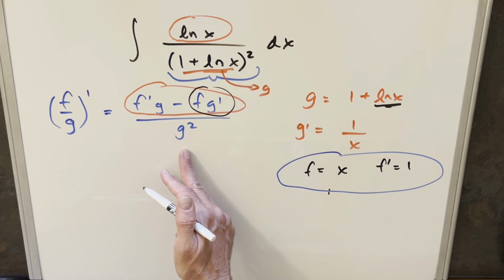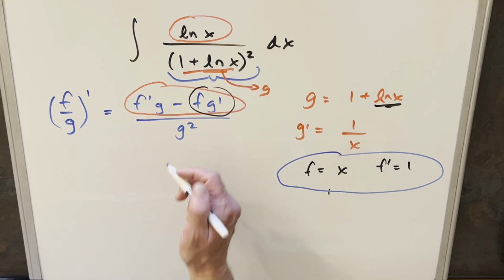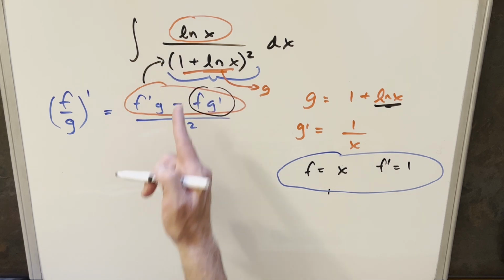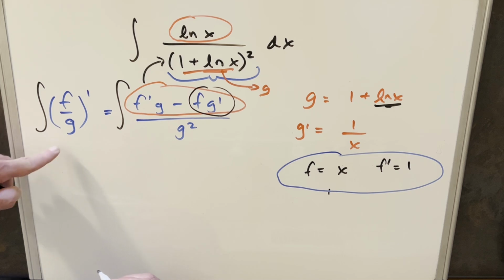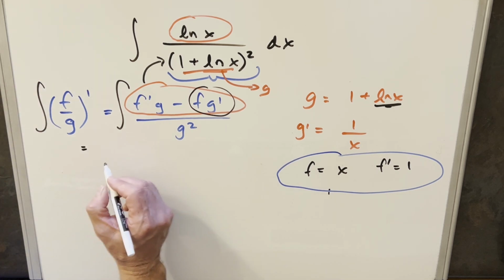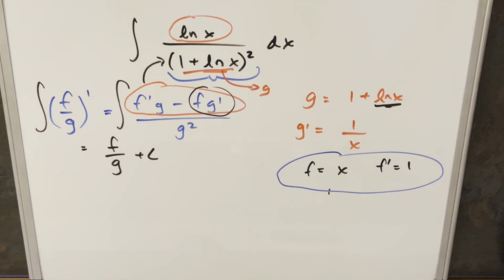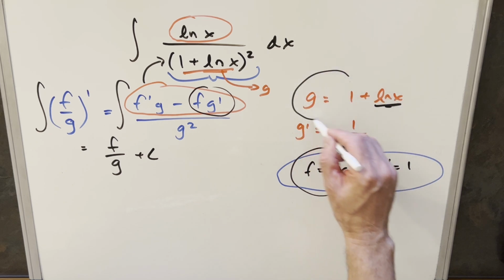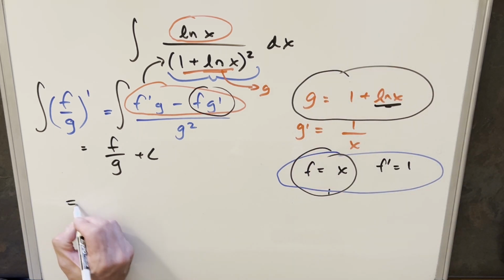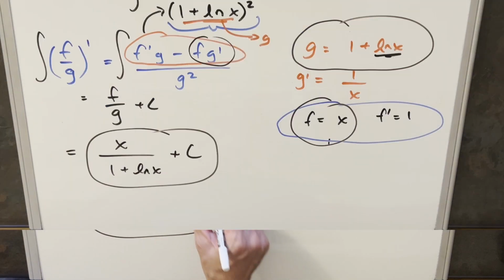Coming back to our problem, everything we have over here on the right side is our quotient rule. We're saying this is the same thing as this, but this is inside of an integral. So we're integrating a derivative, and we know what this is going to be. This is just going to be the same thing as f over g plus c. So at this point, we can jump right to our solution. We already know our f and g values. We know our f is x, and we know our g is 1 plus ln x. So the solution is x over 1 plus ln x, plus c, and that's it. Okay, there you go.